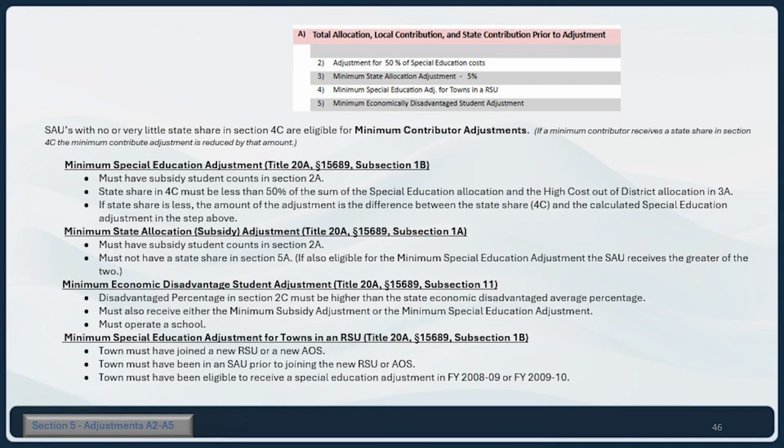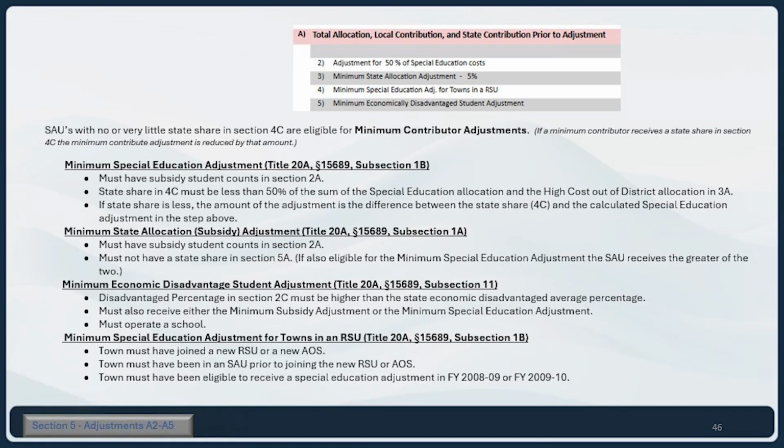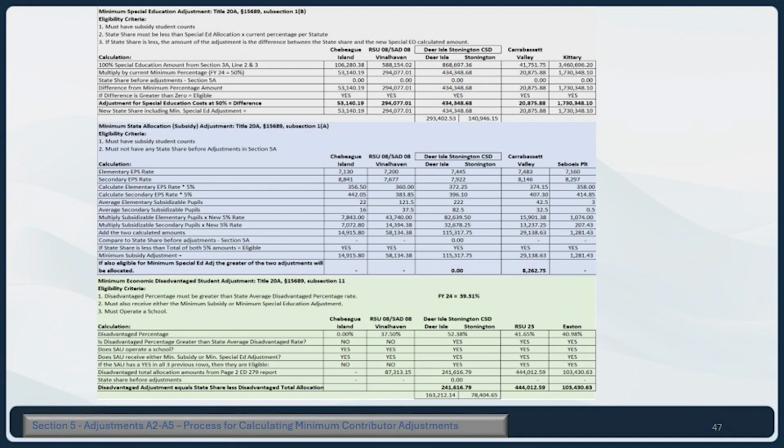Then if you receive one of those two, you are eligible to see if you can receive also a minimum economic disadvantage. So again, economic disadvantage counts are extremely important in this formula. So we look at whether your disadvantage percentage in section 2 is higher than the state average. You must have the minimum special ed or the minimum state allocation adjustment, and you must operate a school. If you meet those 3 criteria, then you're eligible for this adjustment. And this just shows you in detail how we do those calculations if you'd like to take a look later.